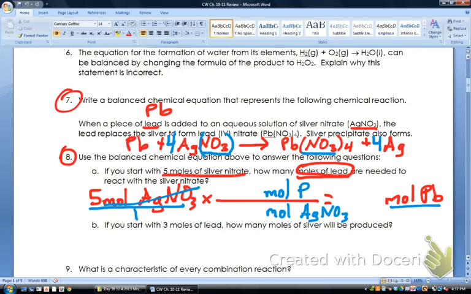Now what we have to do is plug in our numbers. Where do we get the numbers? We get those from our coefficients above. So from this equation up here, we know that the coefficient in front of Pb is a 1.